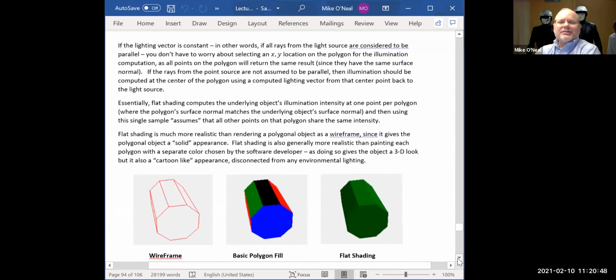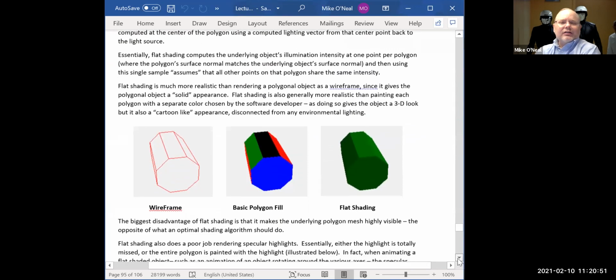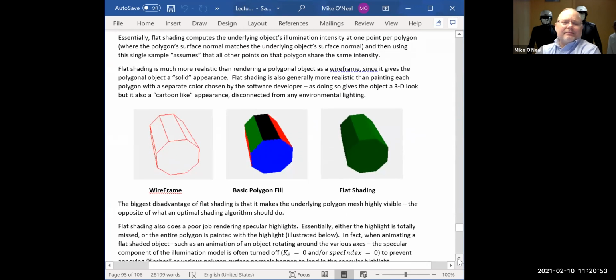I say some nice things about flat shading. And I compare it here to a basic wireframe with hidden surfaces removed, the basic polygon fill where I came up with the colors, and flat shading. And so, you know, from bad to better, right, or from worstest to goodest.